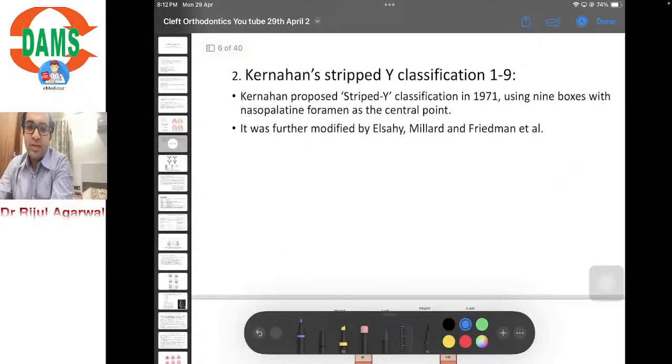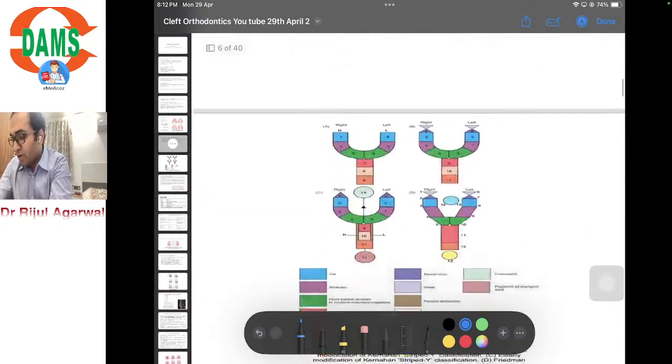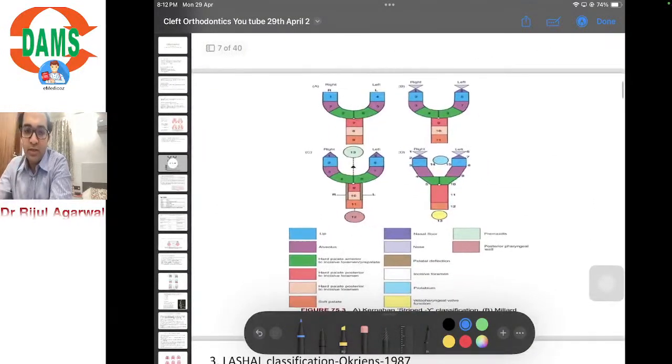Next is the Kernahan striped Y classification system, in which he divided the cleft into boxes from 1 to 9 in the year 1971. It was further modified by Elsahy, Millard and Friedman. So this is the Kernahan striped Y classification. Again, this is important for image based questions, in which they can give you this image and ask which classification this image highlights.